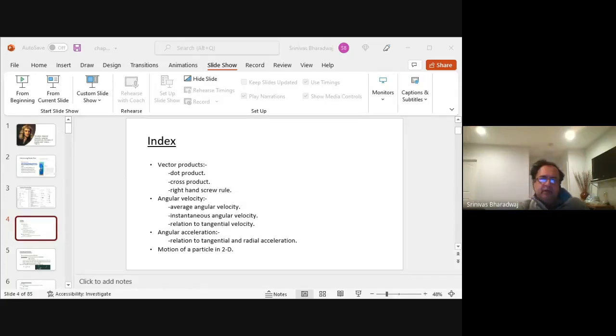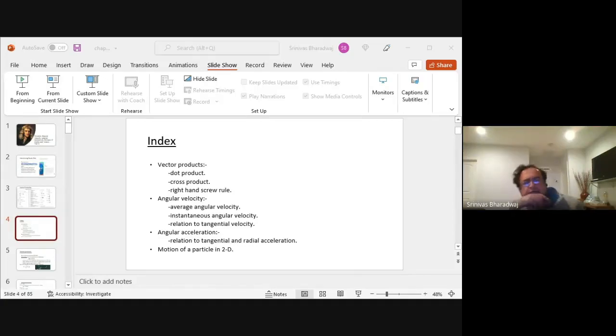They typically use the right hand screw rule. You sweep your hand from A towards B, and the direction of the cross product is along your thumb. C equals A cross B, and C is in the direction of your thumb. Look at the corkscrew: spin a cork from A to B, and the direction in which the screw goes is upwards.